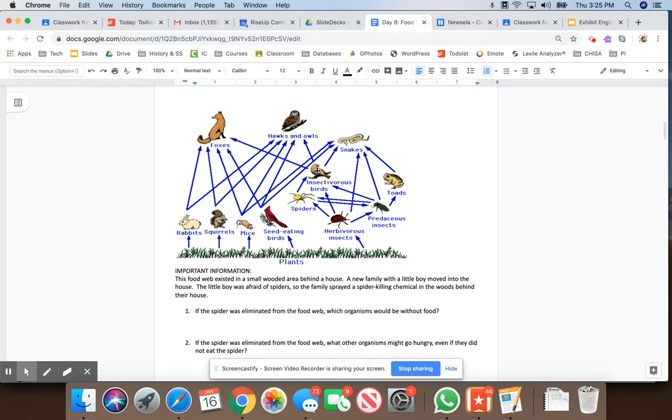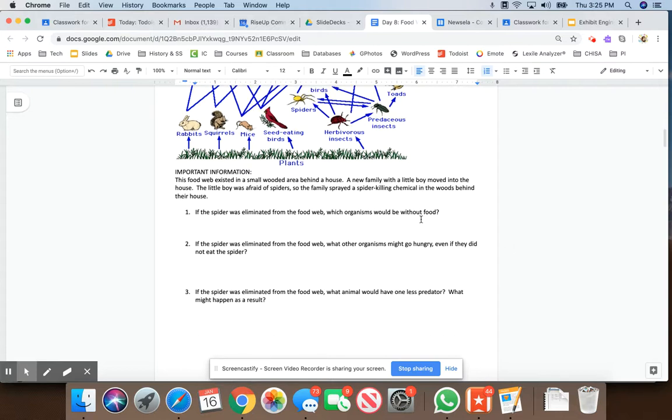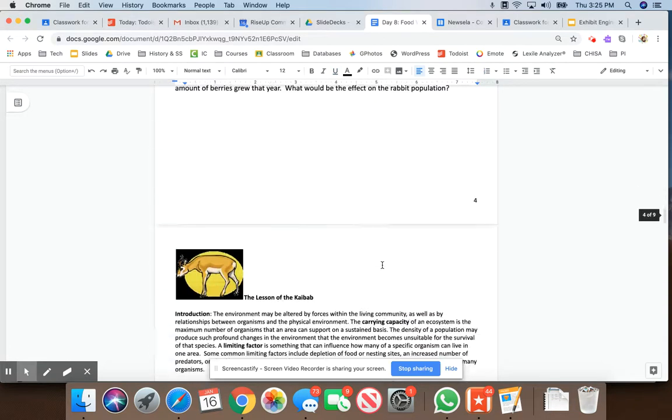The spider gets eaten by the bird. So try to keep that straight in your head. A pro tip would be, I might underline this right now. This question's asking, would there be any organisms left without any food? Whereas this question's asking, what organism might have less food and go hungry? So anyway, there's a few food webs here.